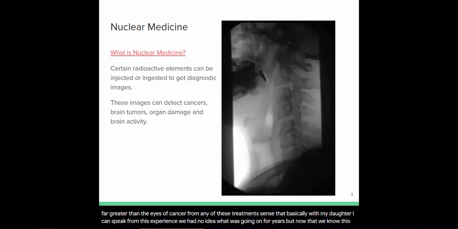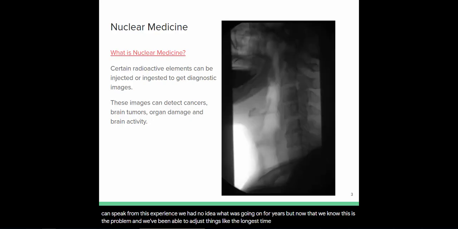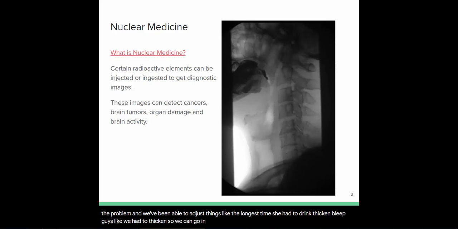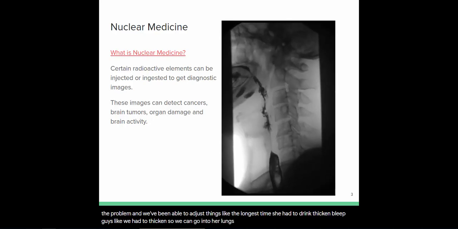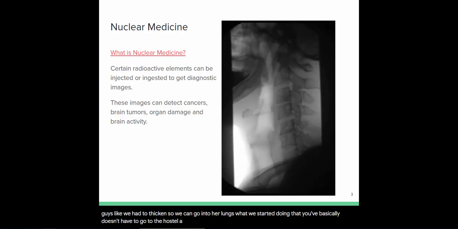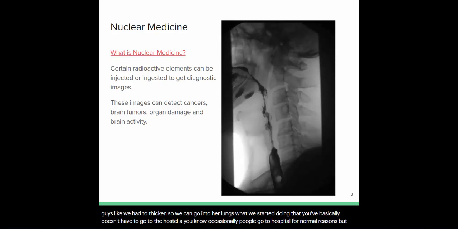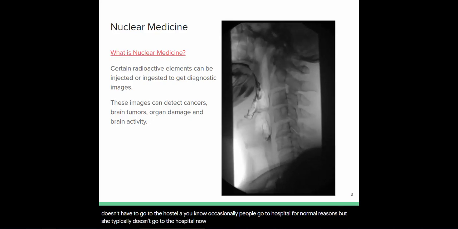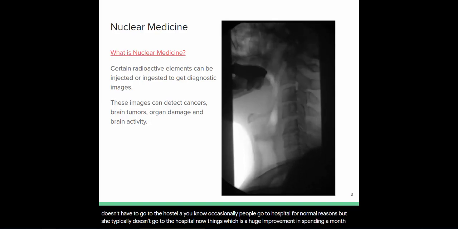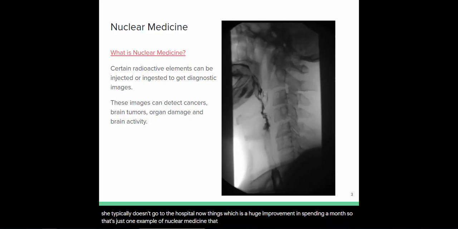But now that we know this is the problem, and we've been able to adjust things, like for the longest time, she had to drink thickened liquids. We had to thicken it so it wouldn't go into her lungs. Once we started doing that, she basically doesn't have to go to the hospital anymore. I mean, occasionally people go to the hospital for normal reasons, but she typically doesn't nowadays, which is a huge improvement from spending a month in the hospital every year. So that's just one example of nuclear medicine. There's many other things here.